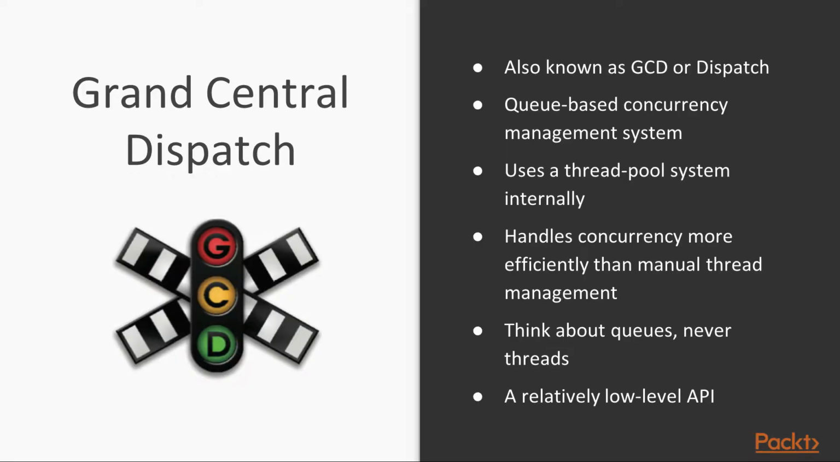So let's get started with our first concurrency system, Grand Central Dispatch. Grand Central Dispatch, to give it its full name, is also known as GCD, and more often nowadays as just Dispatch. It's a queue-based concurrency management system that uses a pool of traditional threads under the hood. The last point is very important.